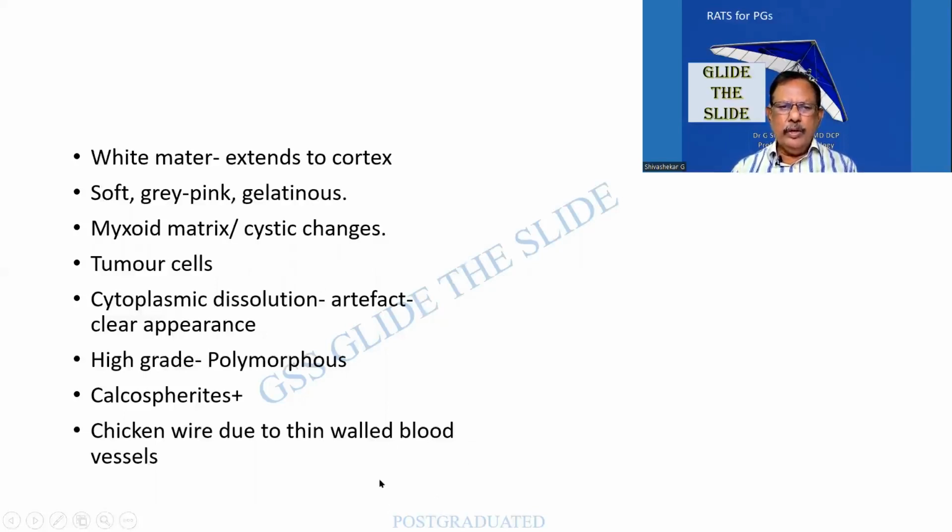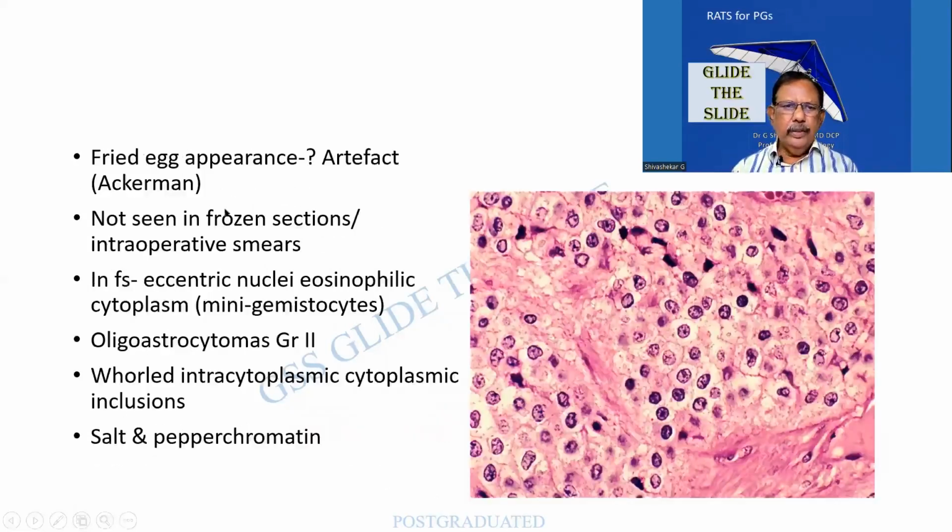features of the oligodendroglioma. I think you can answer a question on it as well. The fried egg appearance, Ackerman insists that it is an artifact because when you do a frozen section, it is not seen. Also, in intraoperative, when they try to prepare a smear or squash, this is not seen. Moreover, in frozen section, there can be eccentric nucleus, eosinophilic cytoplasm, somewhat described as mini gemistocytes.